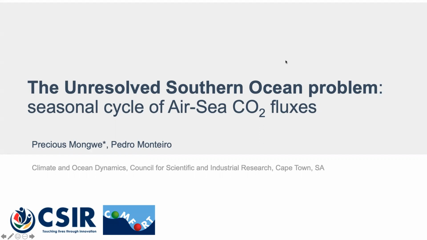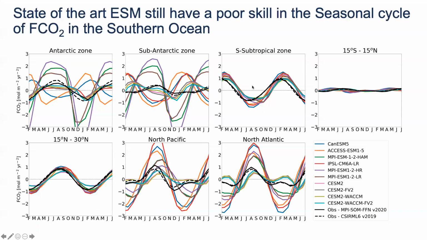I've recently started at CSR, and one of the things I'm doing is looking at this problem from a different perspective. What I want to do here is highlight this issue and draw one thesis from it. The issue is that state-of-the-art system models still have a poor skill in resolving the seasonal cycle of CO2 fluxes in the Southern Ocean.